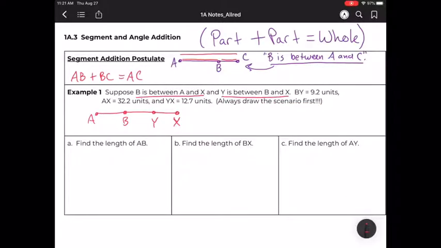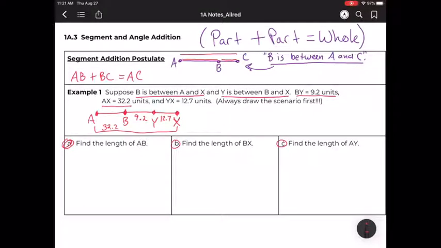Okay? And so then they start to tell you units of length for these segments. When it says BY equals 9.2, that means the length from B to Y is 9.2. The length from A to X is 32.2. That's that entire thing. All the way from A to the end of your segment is 32.2. And from Y to X is 12.7. Okay? And so we would draw that. This applies to all 3 of these examples.